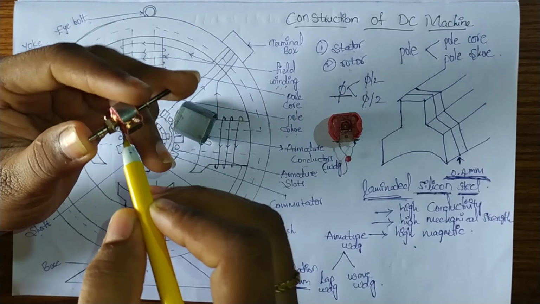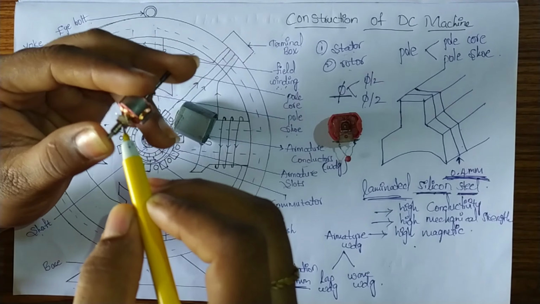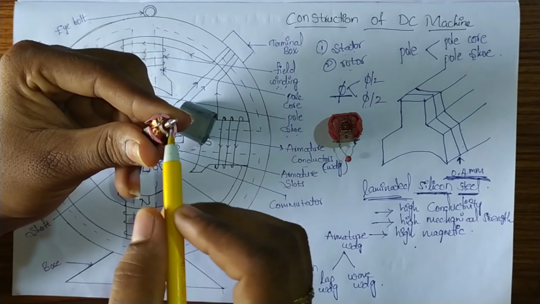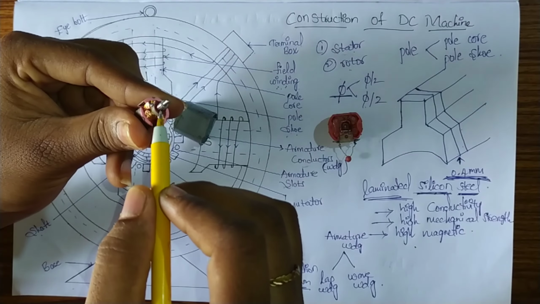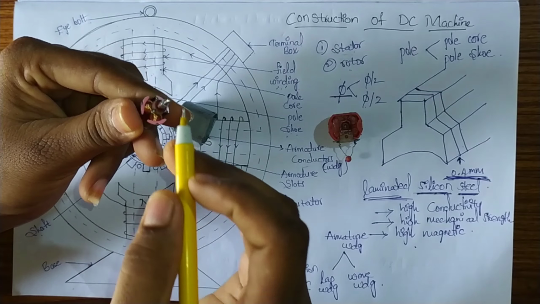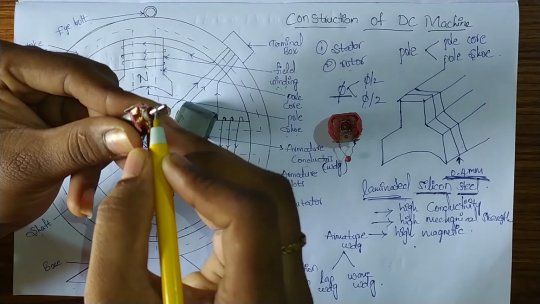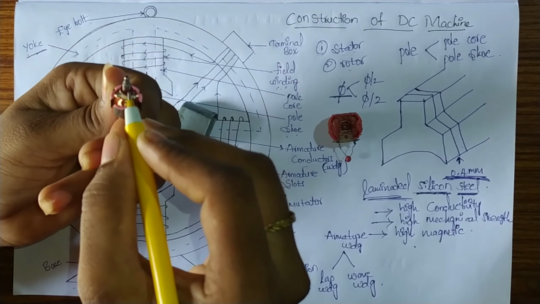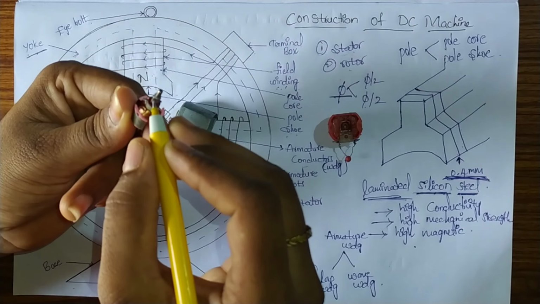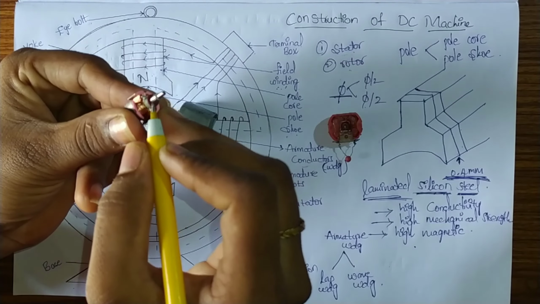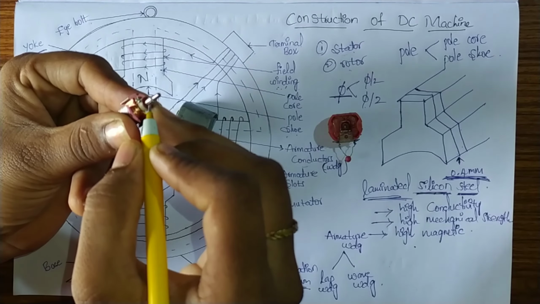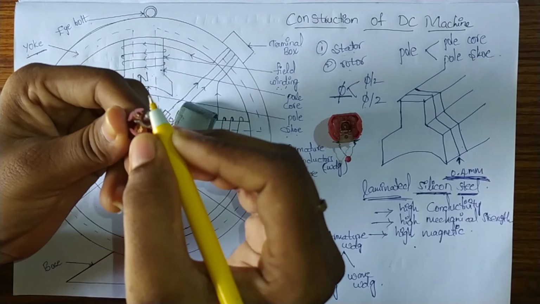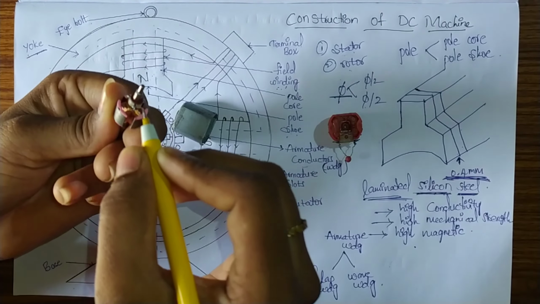From this armature winding we take the armature terminals. These are the armature terminals. These armature terminals are directly connected to the commutator. Here you can observe that this is the commutator, and this commutator has commutator segments. These are the segments. You can observe it has 3 segments. This is the first segment, this is the second segment, this is the third segment, and these segments are insulated by a mica insulation. This is a small machine, that's why we are unable to see that insulation here.